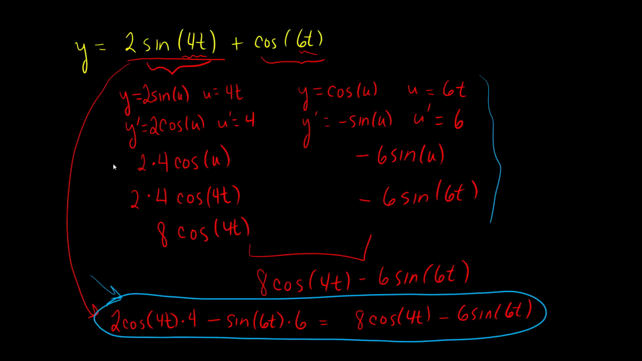Okay, let's see what else we got here. The next one I see is f of x equals 8x sine 5x. Right away I see that's a product rule because it's 8x times sine of 5x.